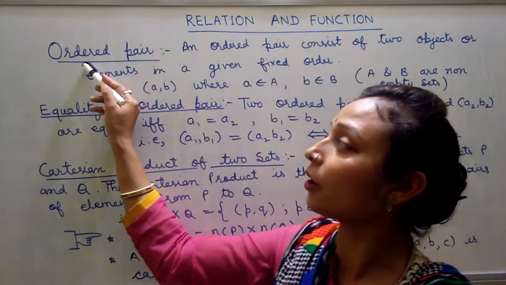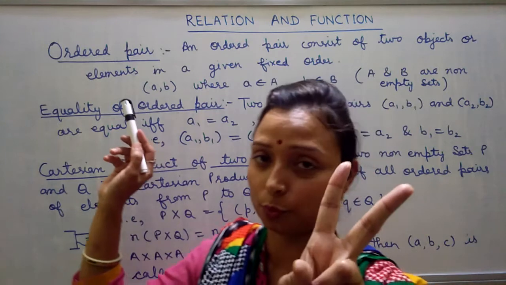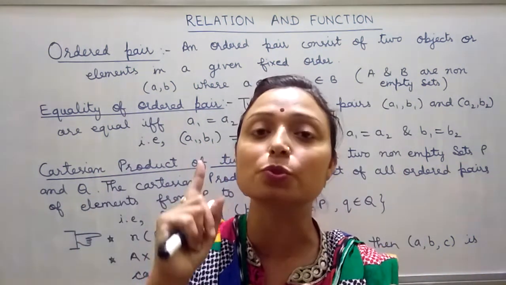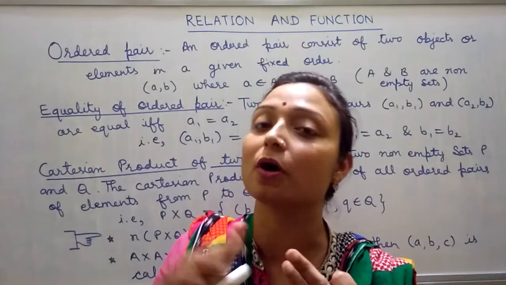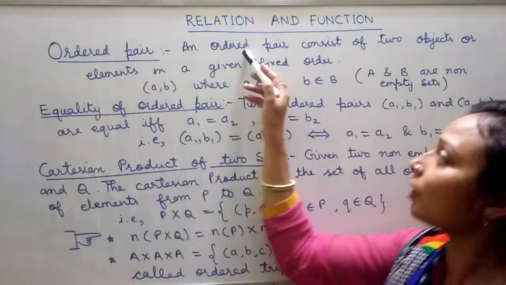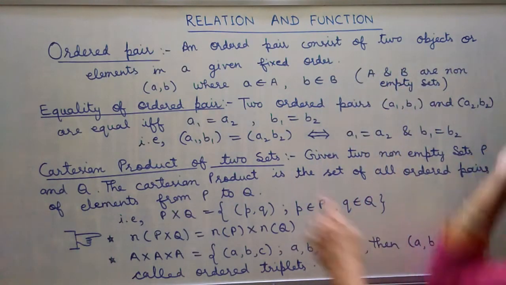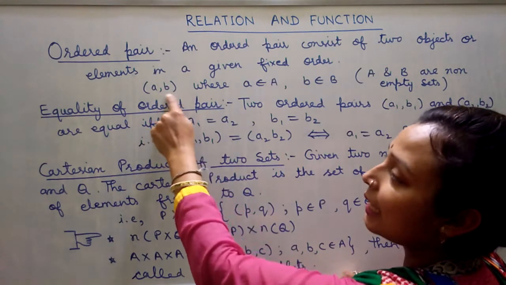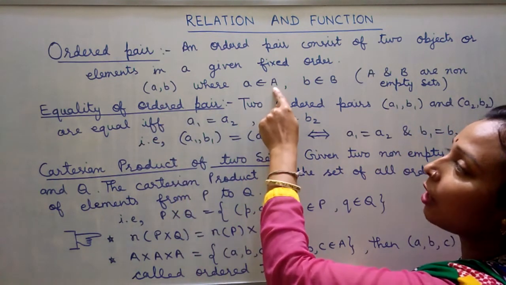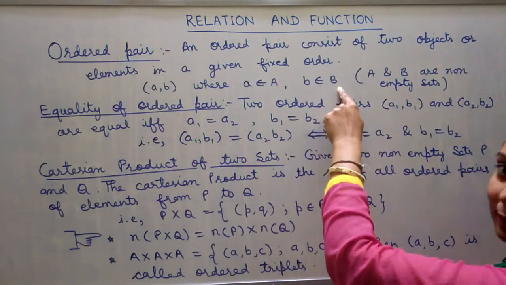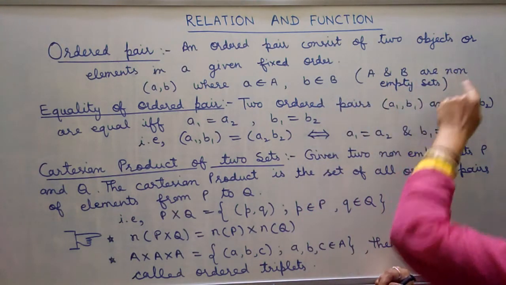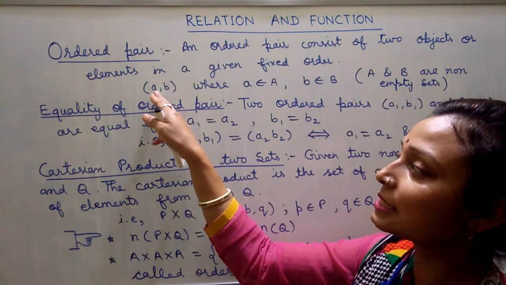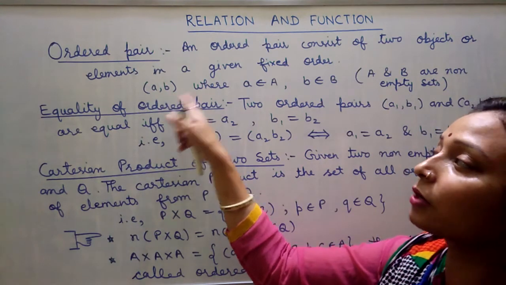So let's start with the ordered pair. Pair is 2. Okay, so we talk about the two elements together when one element belongs to a set and the second element belongs to another set. An ordered pair consists of two objects or elements in a given fixed order. This is written as (a, b), in which a belongs to capital A and b belongs to capital B, where A and B are non-empty sets. These both are non-empty sets, and this is written as a pair. The first element belongs to the first set and the second element belongs to the second set.